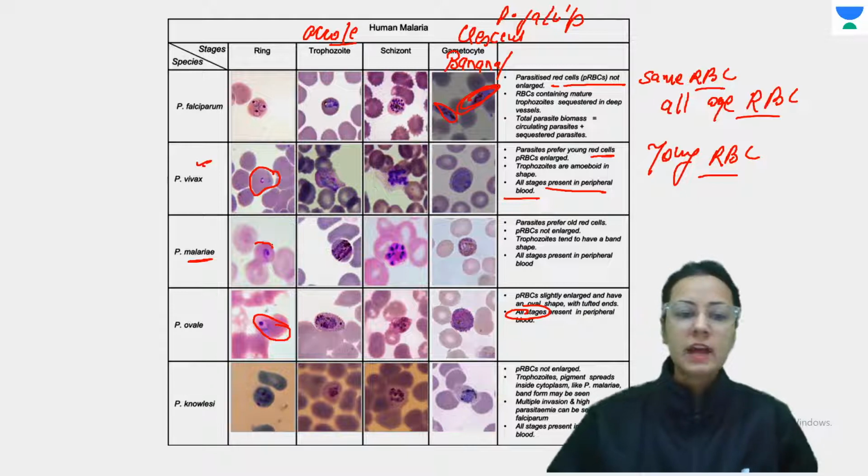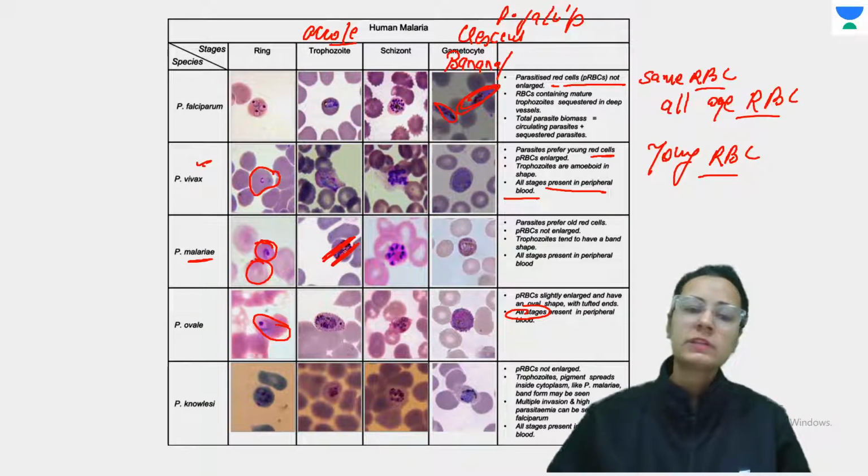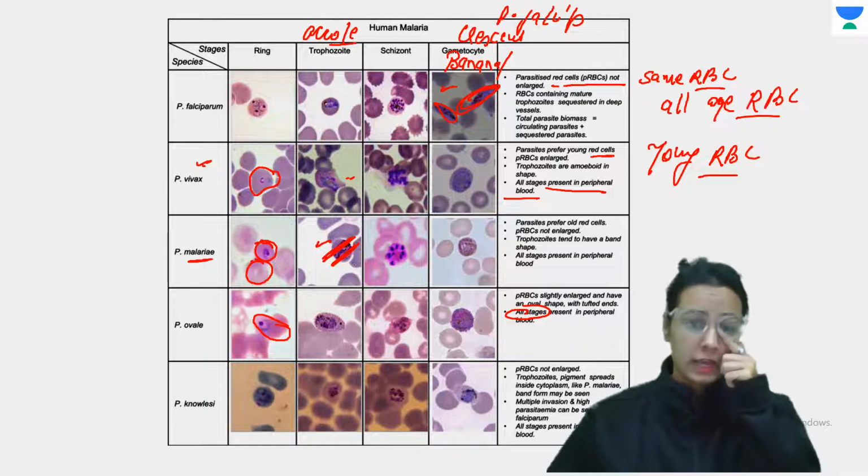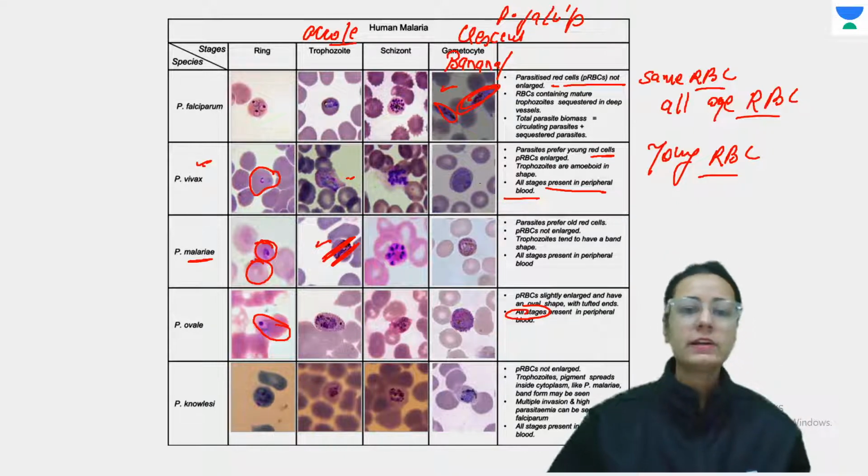Here, the infected RBCs are of the same size, and you can see this band form. This is a band form, a brown pigment form, present in the late trophozoite stage of Plasmodium malariae. So here we have the band form, we have the banana or crescent gametocyte, and the James dot and Schüffner's dot, and the Maurer's dot in case of falciparum.